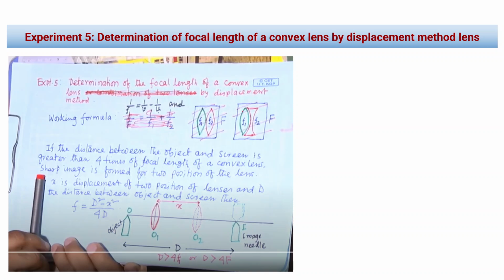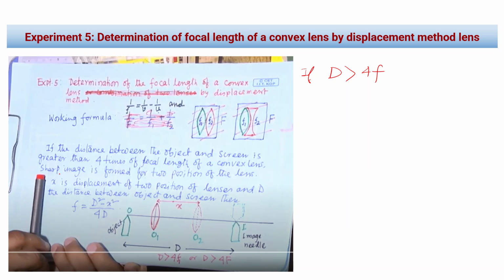In this method, we have an object needle. The principle behind this is the distance between the object and the screen. In the experiment we have an image needle, but in theory we talk about a screen where we can get the image. If the distance between the object and the screen, let's call it d, is more than 4 times the focal length of the convex lens that we are using, then we can use this displacement method.